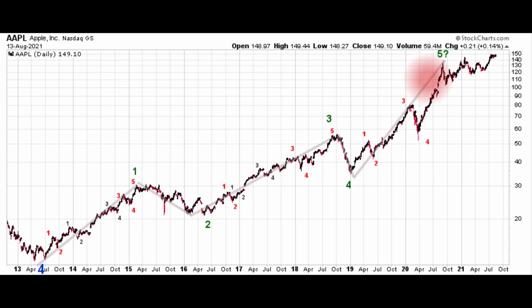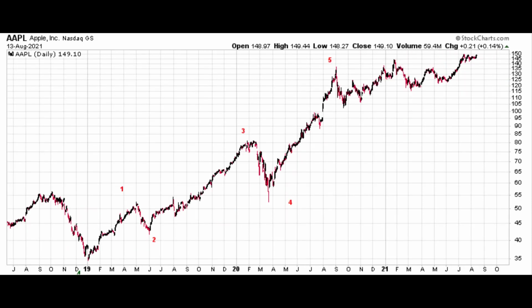So let's go ahead and zoom in again and just look at this action off the 2019 low. Here's another move that takes a general five-wave form. As you can see, a first, a second, a third, a fourth, and a fifth. Again, we're seeing a lot of potential five-wave patterns that could be completing. That said, what we're seeing so far from Apple does not suggest that a high is in yet.